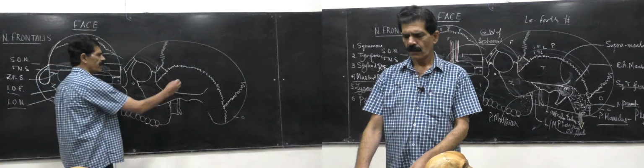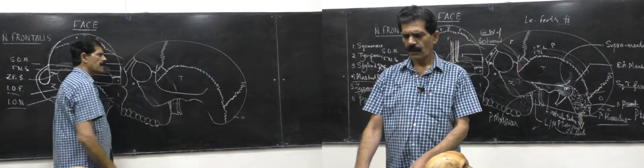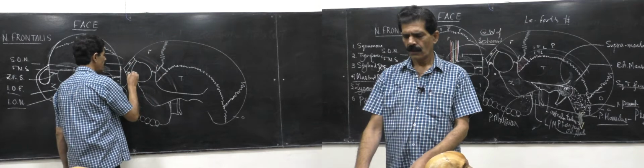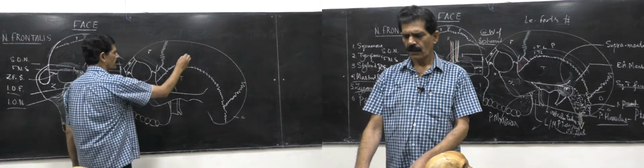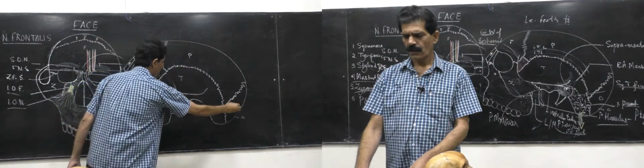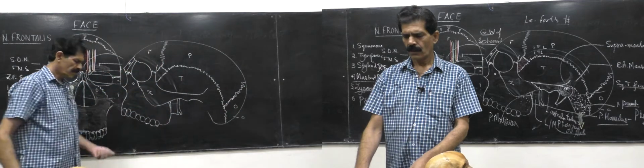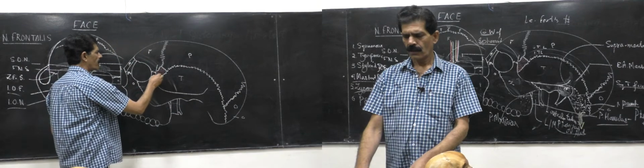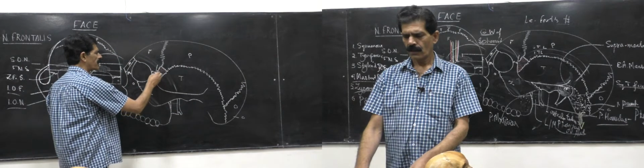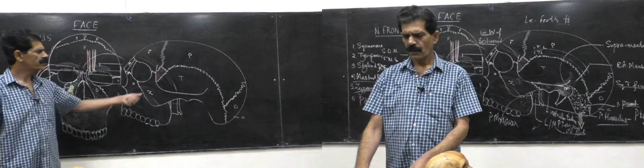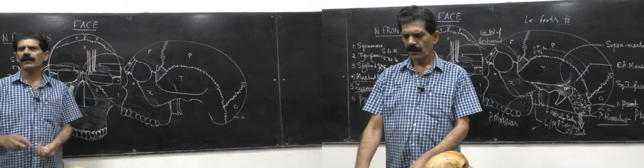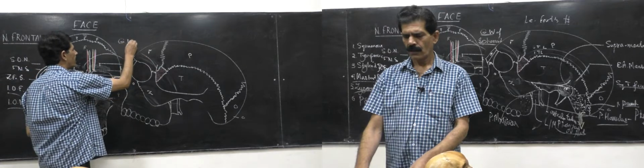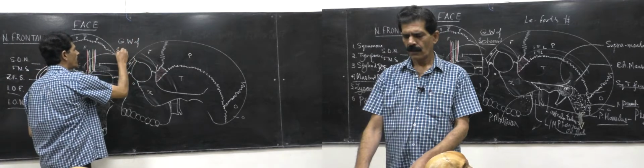A new bone is visible here. This is the temporal bone. This is the frontal, this is the nasal, this is the maxillary, this is the zygomatic, this is the parietal, this is the occipital. The temporal bone is lying. And one more bone is visible here, a very small part. Mostly this bone lies intracranially, but a small part comes out. This is called the greater wing of the sphenoid bone.